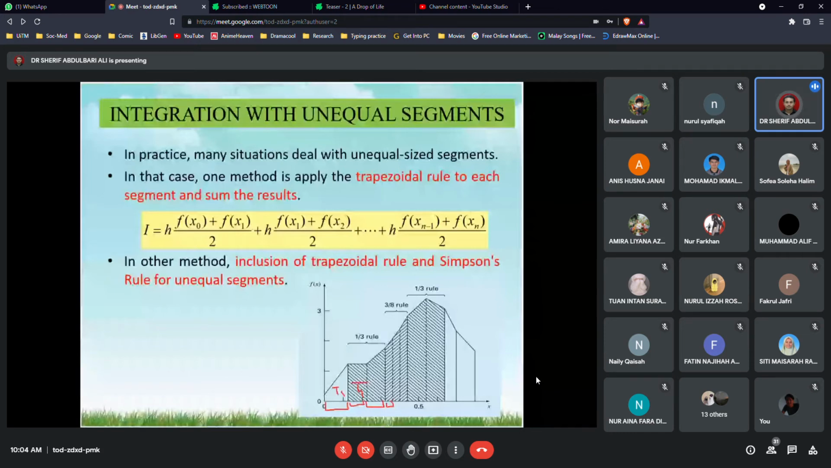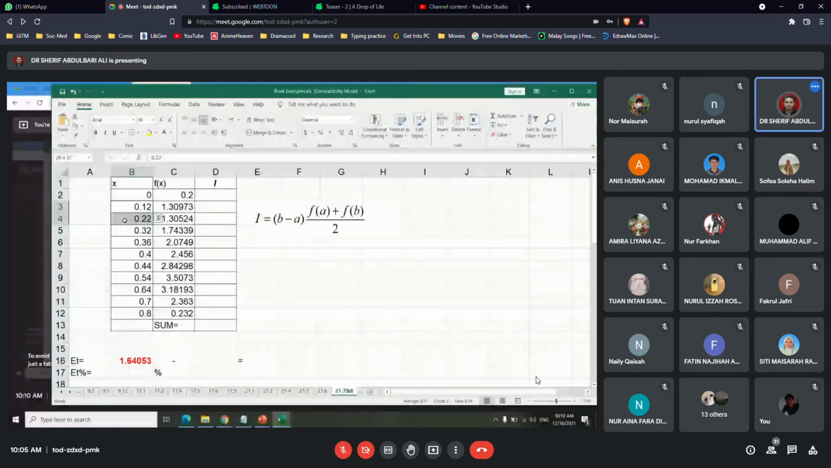So this is the first segment of the first trap. This is the second segment for the second trap. And this is the third segment for the third trap. And at the end, we are going to total up all the integrals. So first, I'm going to calculate the first segment. My first segment is b minus a, so it means 0.12 minus 0, times the function of a, 0.2, plus the function of b, 1.3, over 2.